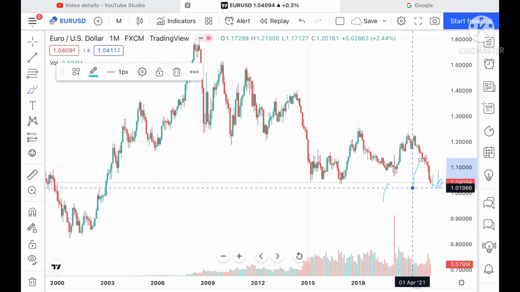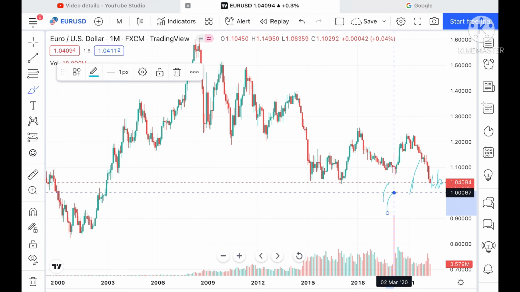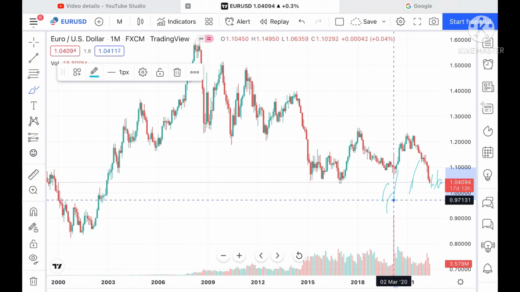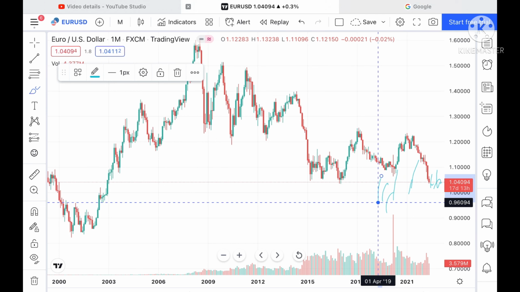Suppose the price goes below this level, then we can see it can move further down to a level of 1.0067. And from there we can see it can move further low towards a level of 0.97303. And from there we can see it can move further down towards a level of 0.96094.